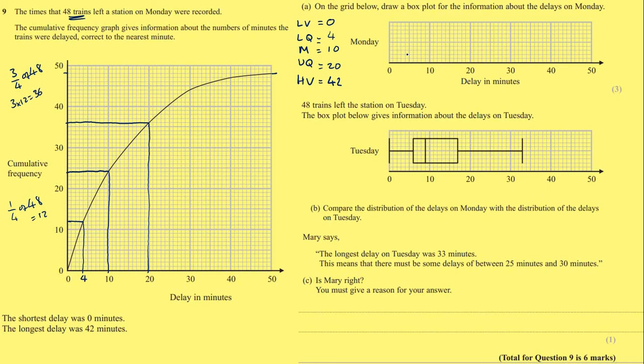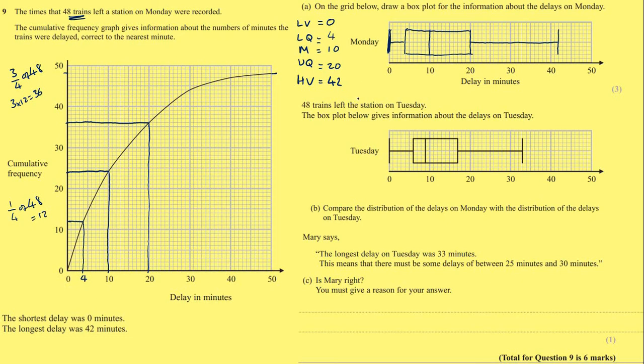Okay. Now, my box plot is going to go with 0, which is my lowest value. My lower quartile is 4. My median is 10. My upper quartile is 20. And my highest value is all the way up here at 42. Now we can draw in our box plot. Now some people draw their line all the way from there to there. That's fine. Doesn't really matter, to be honest, but if the one below doesn't have that line all the way across, then I'll just copy that one.